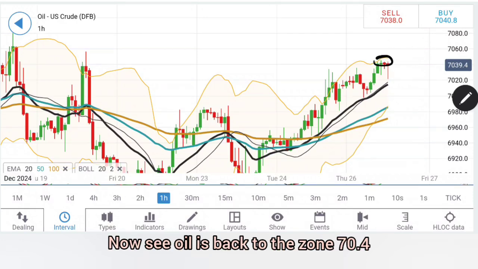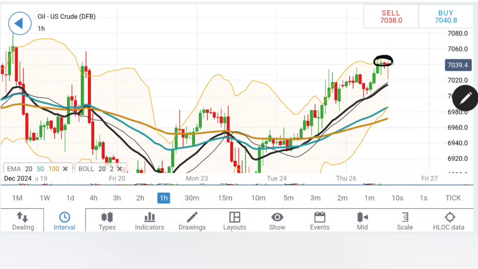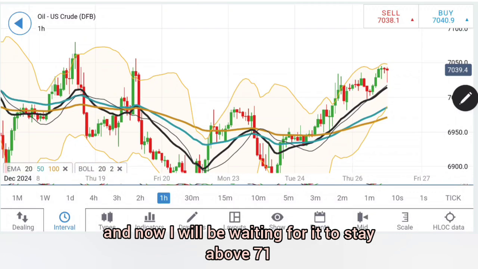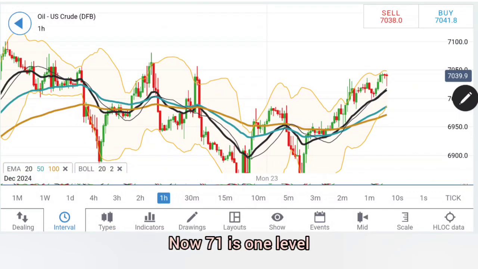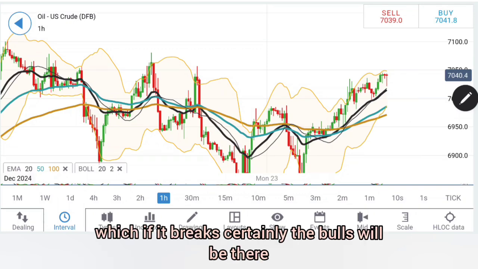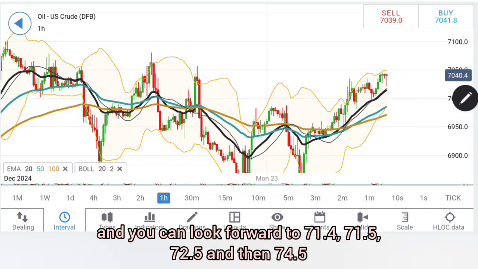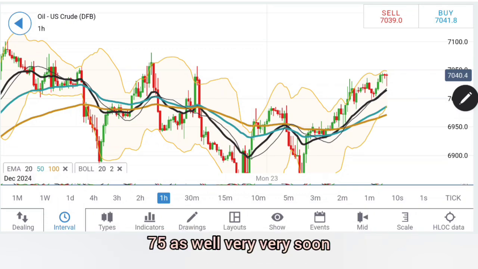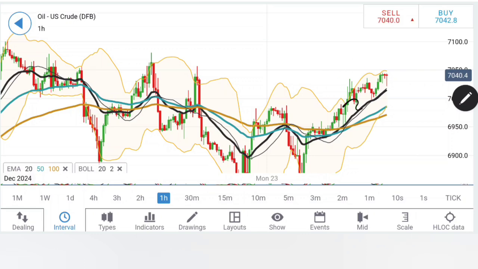Now see, oil is back to the zone 70.4, 70.6, which is a greater resistance zone, and now I will be waiting for it to stay above 71. Now 71 is one level which, if it breaks, certainly the bulls will be there, and you can look forward to 71.4, 71.5, 72.5, and then 74.5, 75 as well very soon.